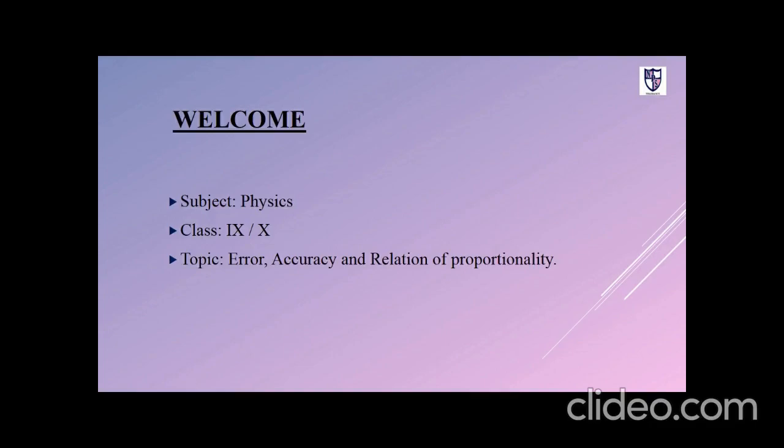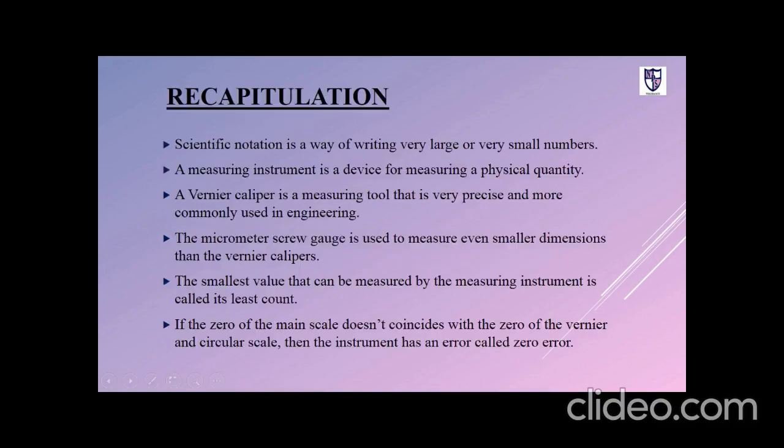Our topic for today's class is errors, accuracy and relation of proportionality. Let's have a look at recap. Previously, we have discussed that scientific notation is a way of writing very large or very small numbers. A measuring instrument is a device for measuring a physical quantity.